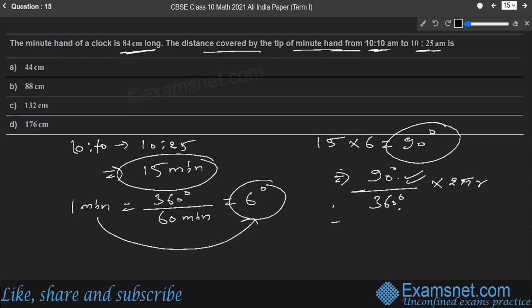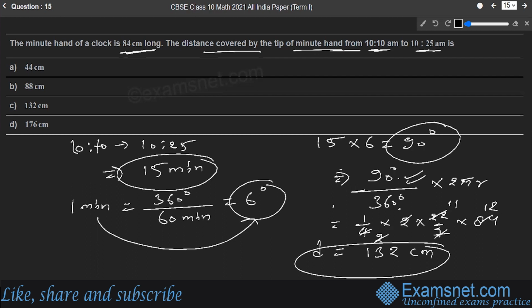Okay, so let us solve this. It is going to be 90 by 360, nothing but 1 by 4, into 2 into pi value 22 by 7, and the radius value is, see, the minute hand is 84 centimeters long, so the radius becomes 84. If we solve this further, 2 gets cancelled here, 2 can cut this 22 to 11, 7 can cut this 84 to 12, so it gives 12 into 11, which is nothing but 132 centimeters. So that is the distance covered by the minute hand when it travels from 10:10 a.m. to 10:25 a.m. So the right answer is option number C.